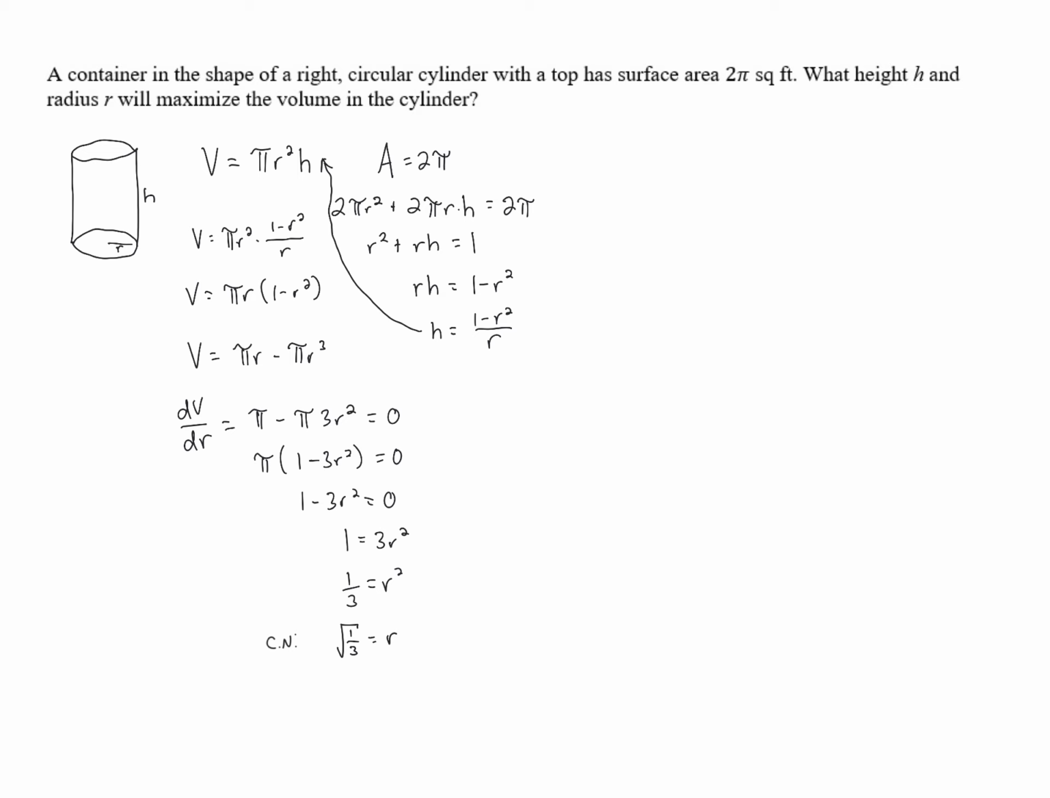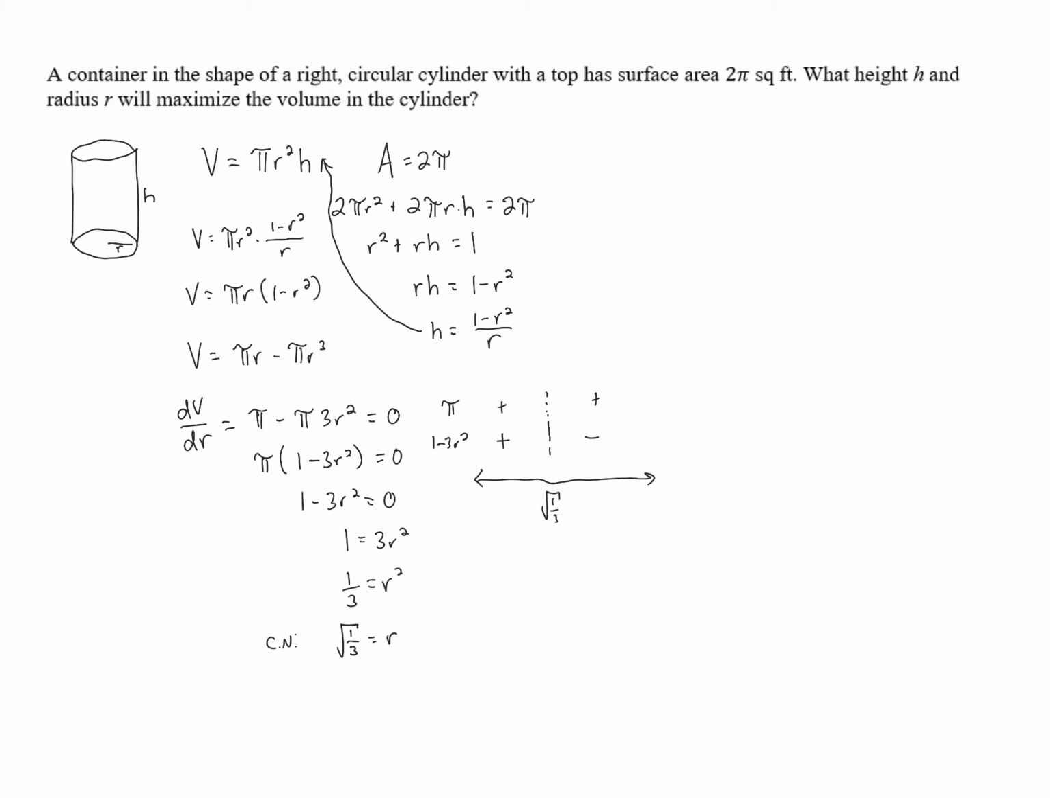But let's make a quick sign chart for our derivative so we can see what's going on with our function. We've got the square root of 1/3. All right, and what do we have? We've got pi, which is always positive, and we've got 1 minus 3r squared, and we want to know when that is positive or negative. If r is really big, then the 3r squared is going to be really big, and so we're going to be subtracting something large from 1, and that's going to be negative, and then it's going to be positive when it is smaller. We're ignoring anything less than 0.